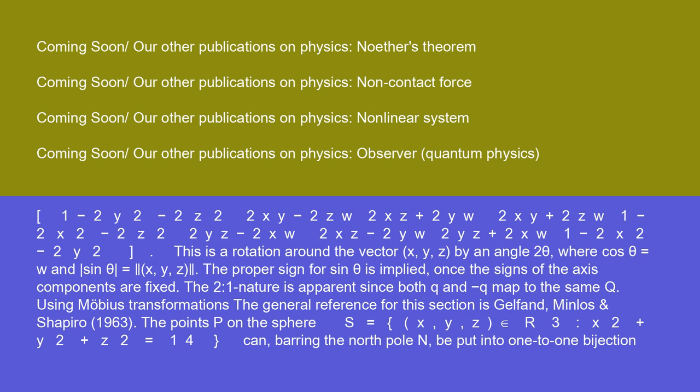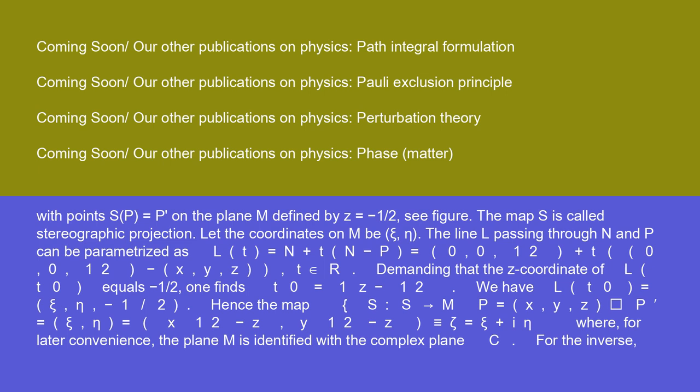Using Möbius transformations, the general reference for this section is Gelfand, Minlos, and Shapiro, 1963. The points P on the sphere S, x² + y² + z² = 1, (x, y, z) an element of R³, can, barring the North Pole N, be put into 1:1 bijection with points S(P) = P on the plane M defined by z = −1/2, see figure. The map S is called stereographic projection. Let the coordinates on M be (ξ, η).